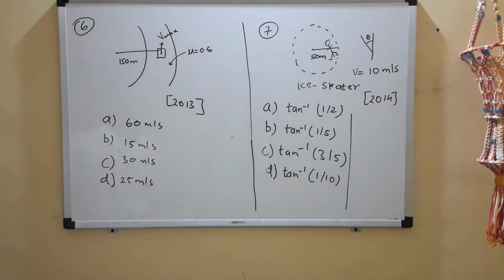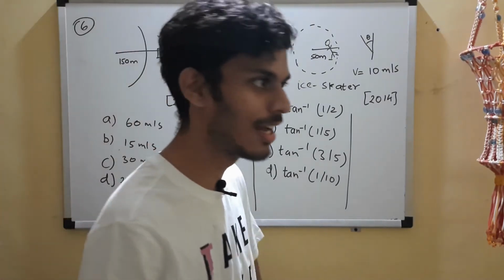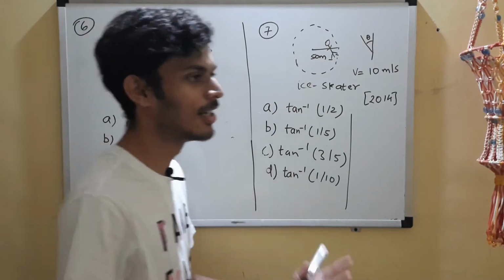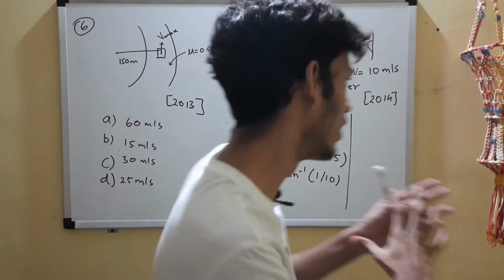Question 6 and question 7 over here. Again, these are not that difficult. Okay, so I know you are eagerly waiting for the moderate ones, but let's just do it quickly.